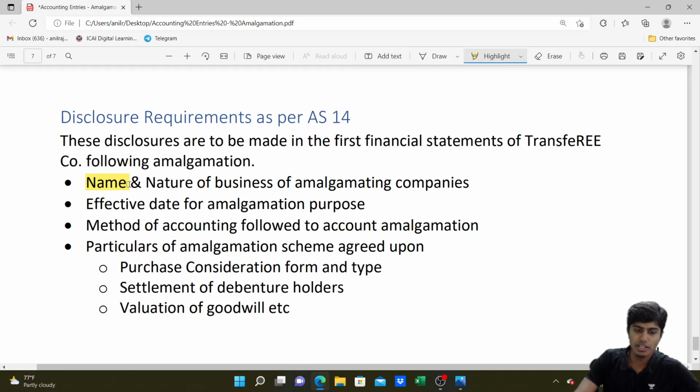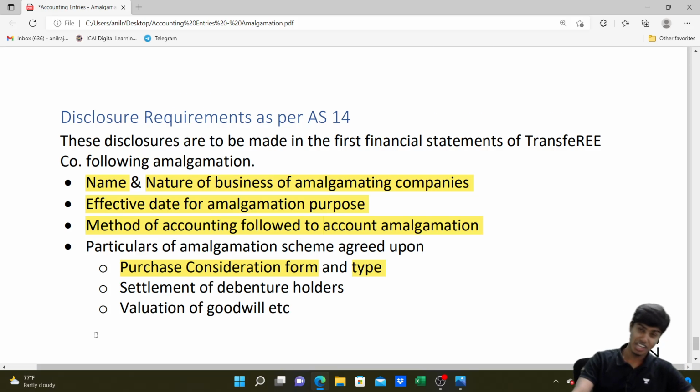We should write the name of the transferee company, name of the transferor company, nature of business of the amalgamating company. We should tell the effective date from which the amalgamation will come into force. Method of accounting followed: is it pooling of interest method or is it purchase method? Based on that, with reasons. And how is the purchase consideration computed and how is it settled? Is it by issue of equity shares, preference shares, debentures, cash? Is it under net assets taken over method, intrinsic value method, or lump sum payment method? How did you arrive at that ratio for exchange? What is the basis?